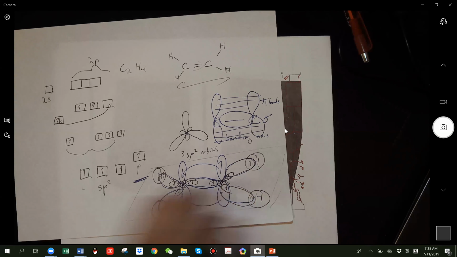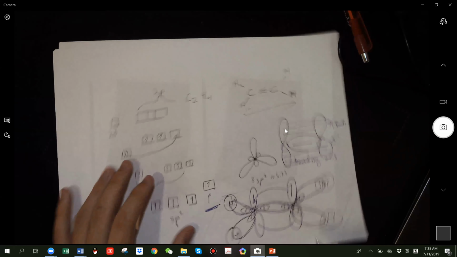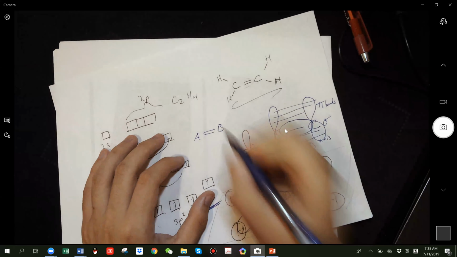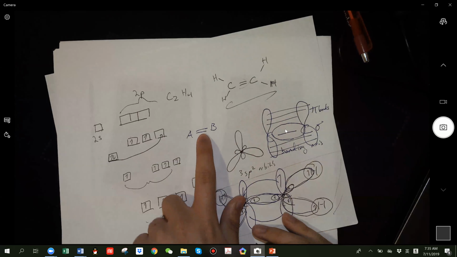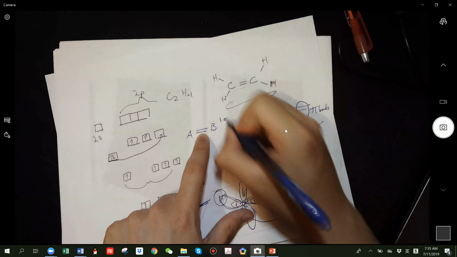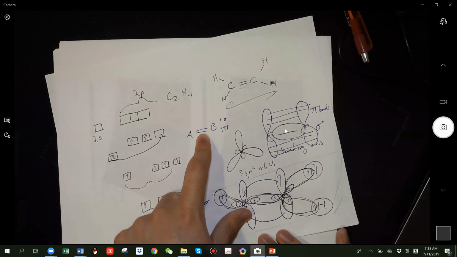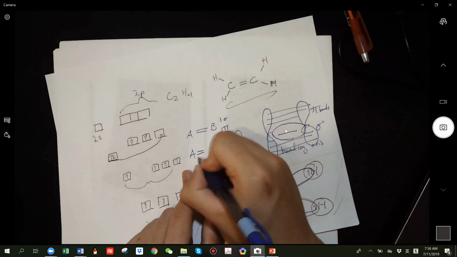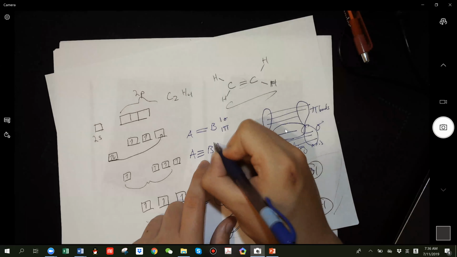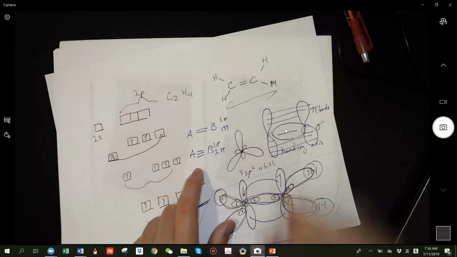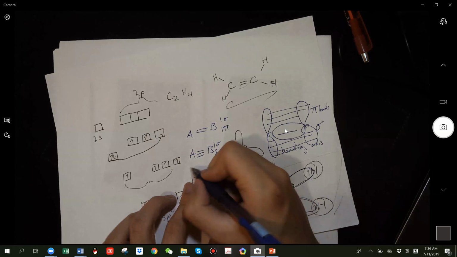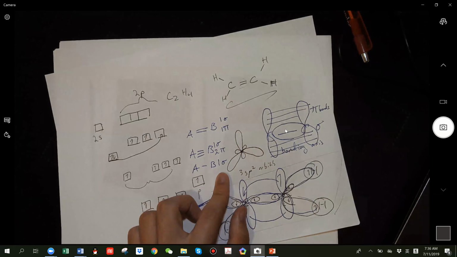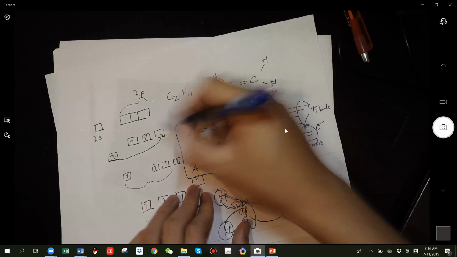A handy trick to remember is that, let's say we have atoms A and B and they have a double bond. This double bond corresponds to 1 sigma and 1 pi bond, usually. And if we have A triple bonded to B, this is 1 sigma and 2 pi bonds. And if we have A single bonded to B, this is just 1 sigma bond. So you can just remember this if this is all too confusing for you.